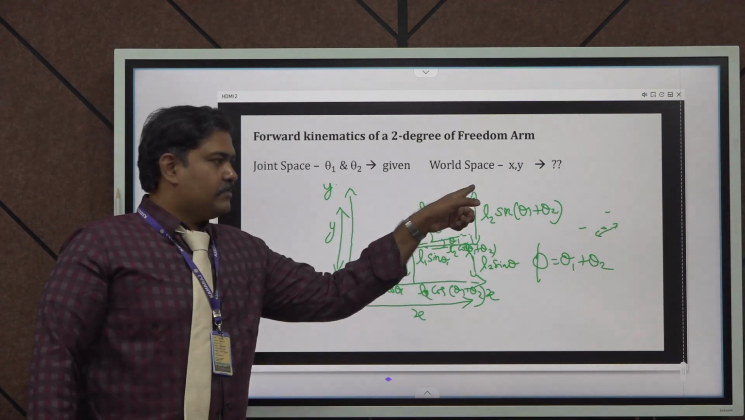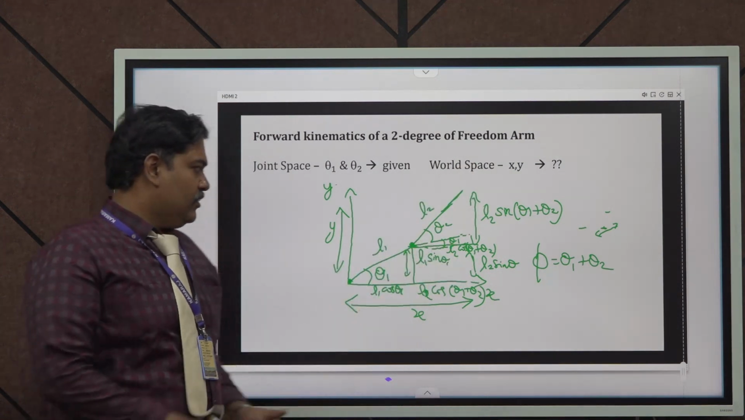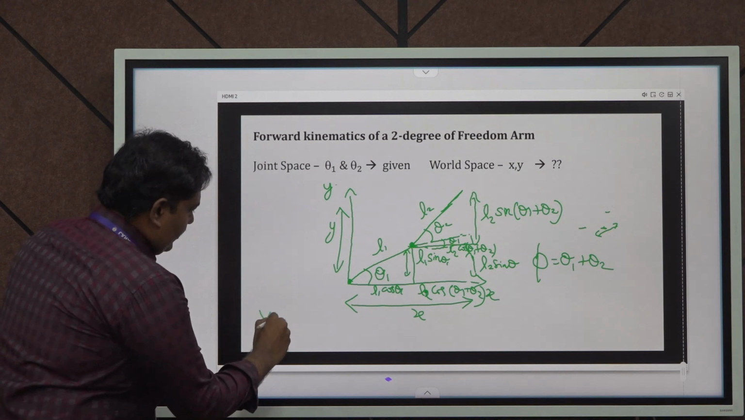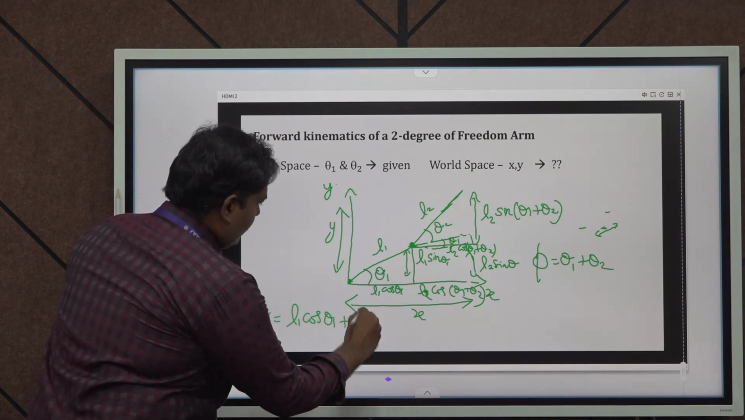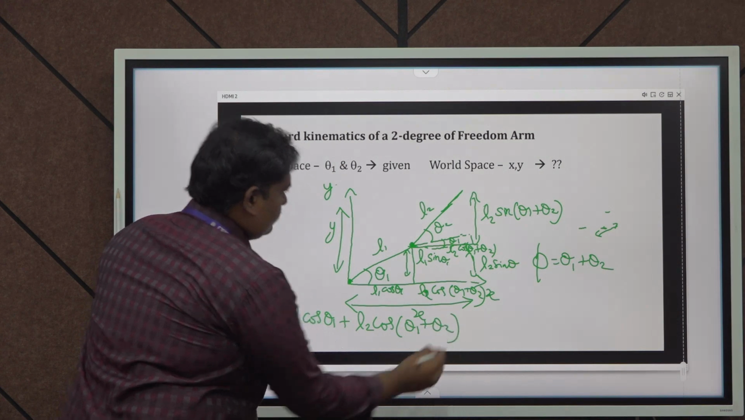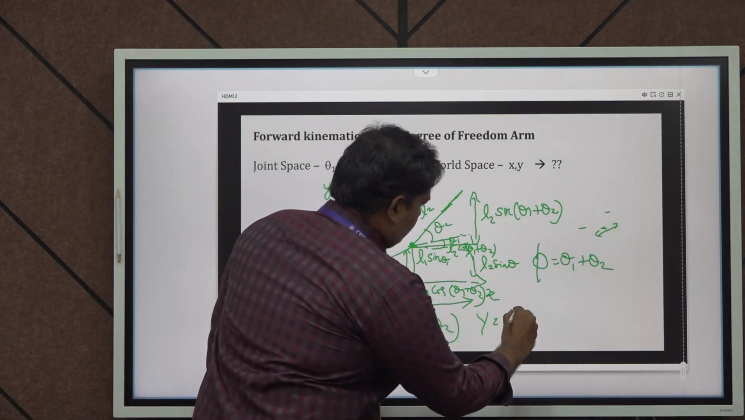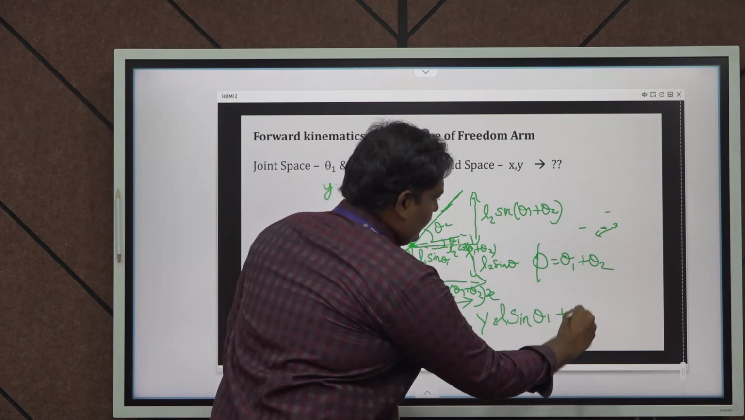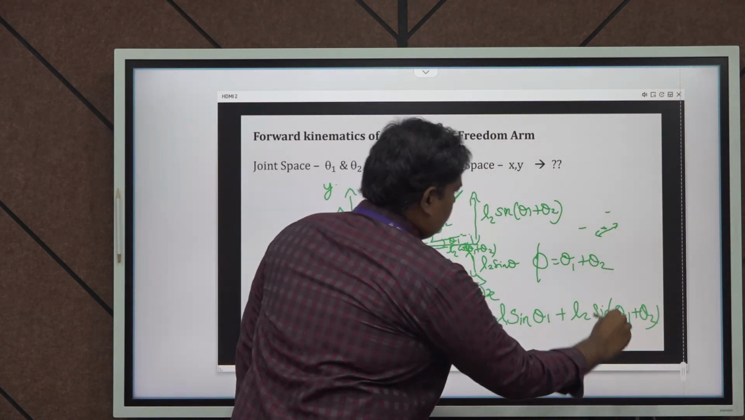To find x and y, we have to find the length of x and the length of y. With the help of trigonometry formulas, we can write x is equal to L1 cos theta 1 plus L2 cos(theta 1 plus theta 2). Similarly, y can be written as y is equal to L1 sin theta 1 plus L2 sin(theta 1 plus theta 2).